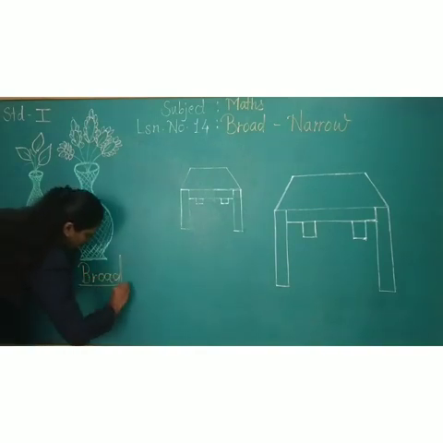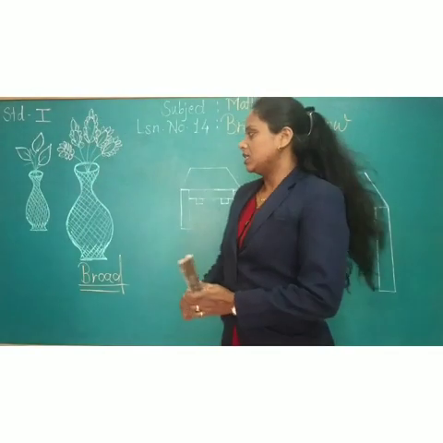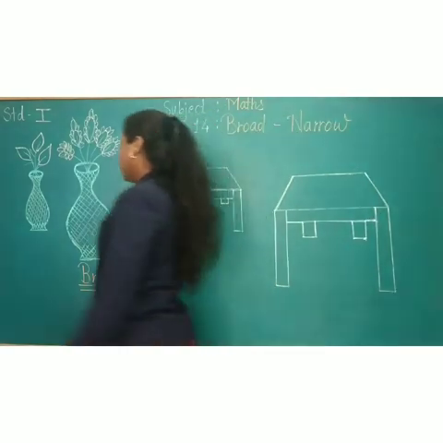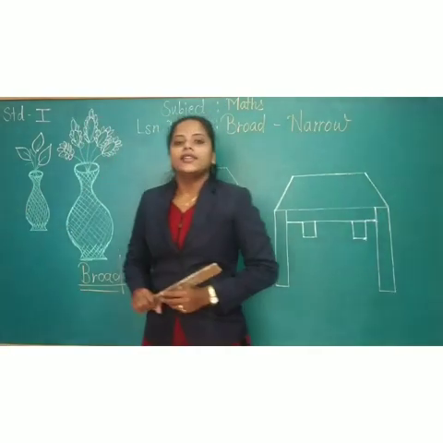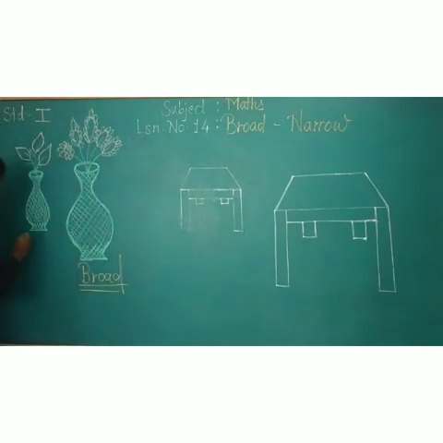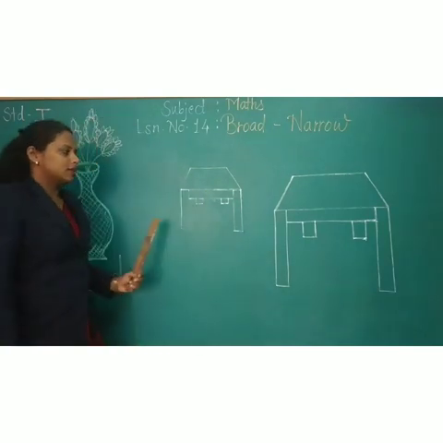B-R-O-A-D, broad. And which thing is in the small size is called narrow. So the first flower pot is the narrow one. So write there narrow. N-A-R-R-O-W, narrow. Here in the second picture I have drawn two tables.